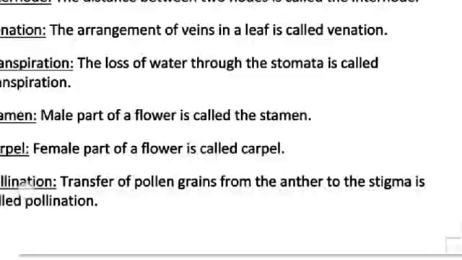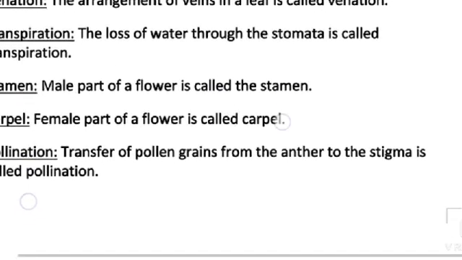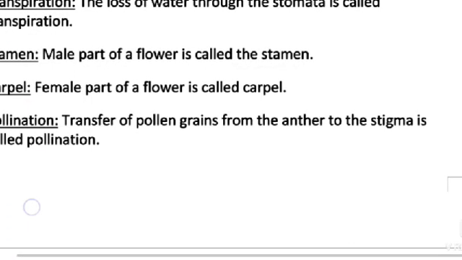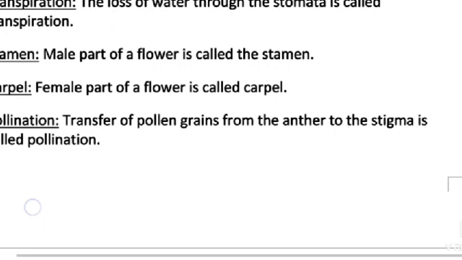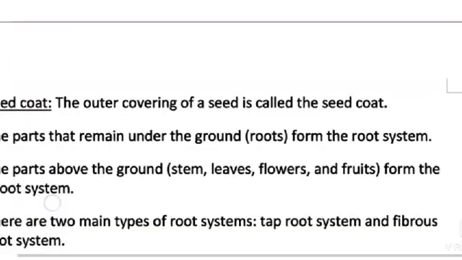Stamen. The male part of the flower is called the stamen. Carpel. The female part of the flower is called the carpel. Pollination. Transfer of pollen grains from the anther to the stigma is called pollination. Seed coat. The outer covering of the seed is called the seed coat.